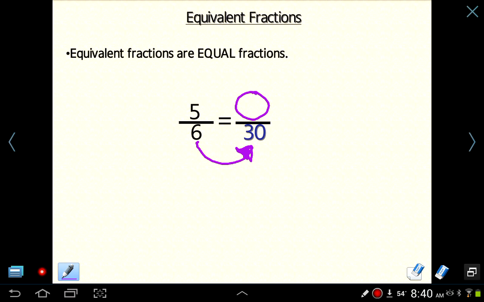How do you get from 6 to 30 by multiplying or dividing? And in this instance, we're going to multiply by what? 5. Okay, so the rule of equivalent fractions states that we must multiply the top and the bottom by the same number. So we're going to multiply the top by 5. Not put 5 here. We're going to multiply by 5. So 5 times 5 is 25.